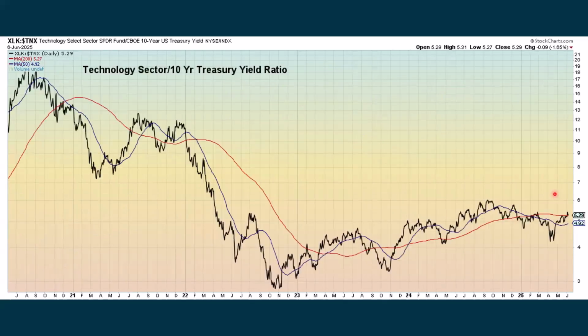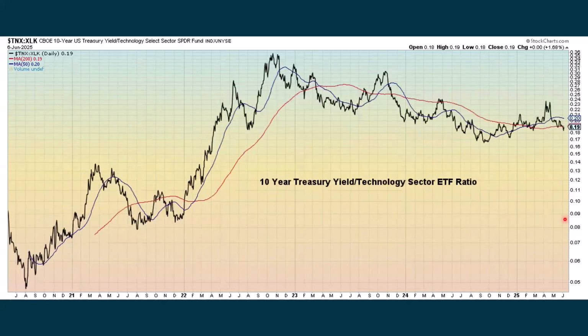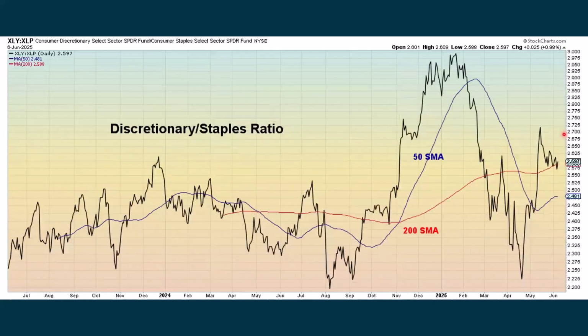Then the tech sector to the 10-year yield, still in a downtrend here, but really chopping along sideways, but not really falling apart. This is that same thing looking at the 10-year to the tech sector, where the 10-year yield's in an uptrend compared to the tech sector, but it's been pulling back lately. Discretionary to staples. This is an area that's still struggling, and a lot of that has to do with Tesla, where we were really outperforming back in late 2024.